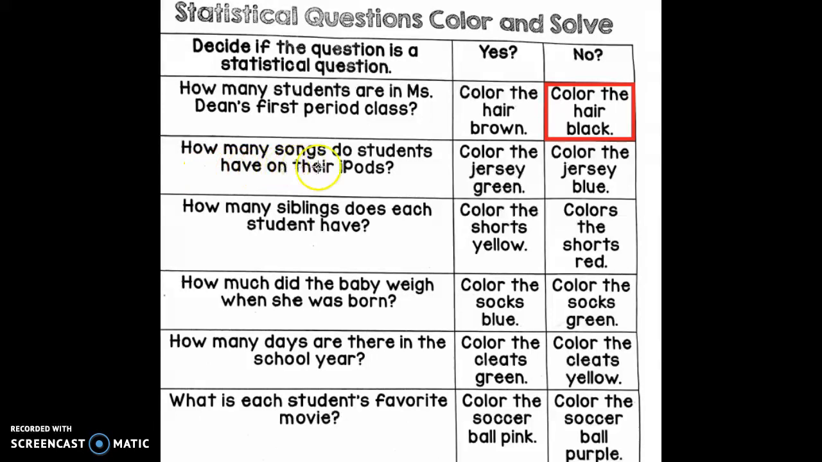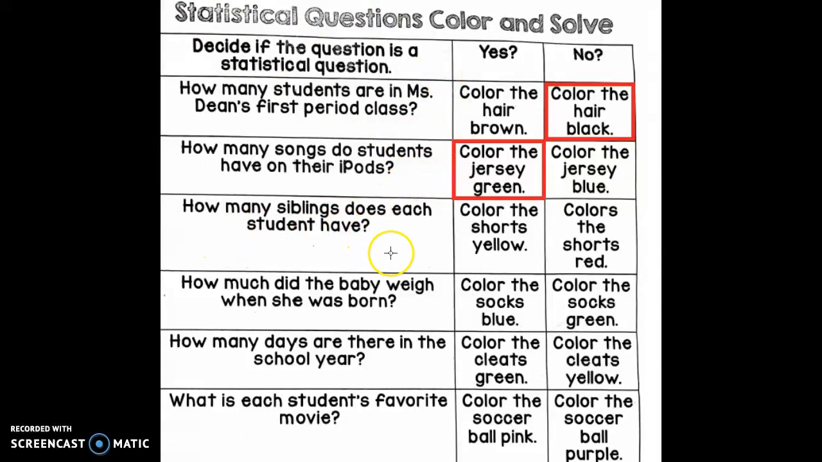Second question says, how many songs do students have on their iPods? Well, on your iPod or iPhone compared to someone else's, you might have a different number of songs, right? I know on mine I have, I don't know, probably over 1,000. So the answers are going to vary. There's going to be more than one answer, which means that yes, it is statistical. All right. So remember, statistical means it's going to have more than one answer.